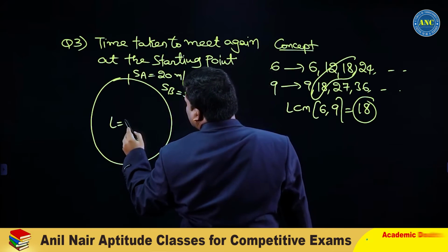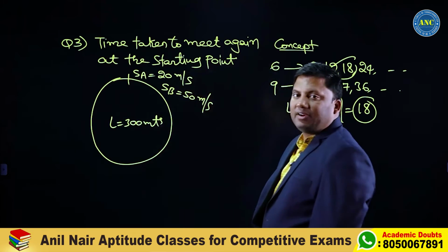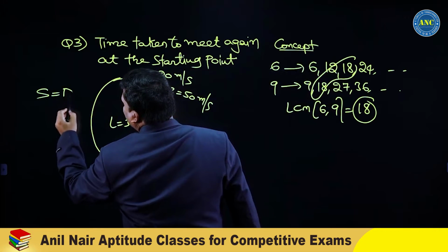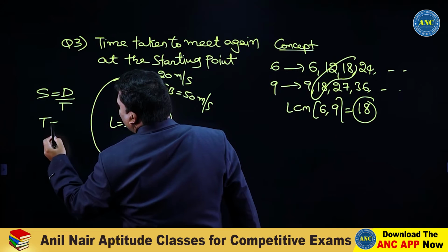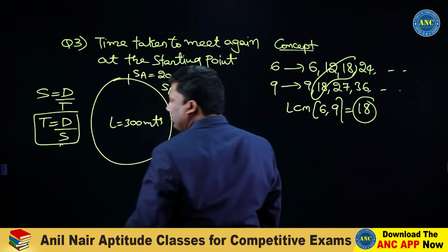Length of the track is given, which is 300 meters. Speed is equivalent to distance by time. Time is equivalent to distance by speed.